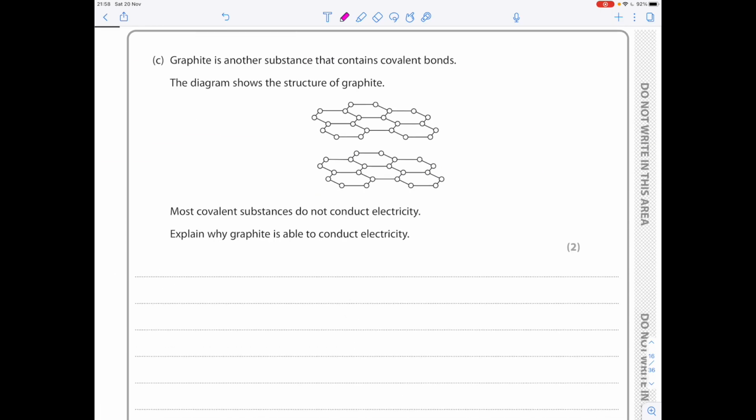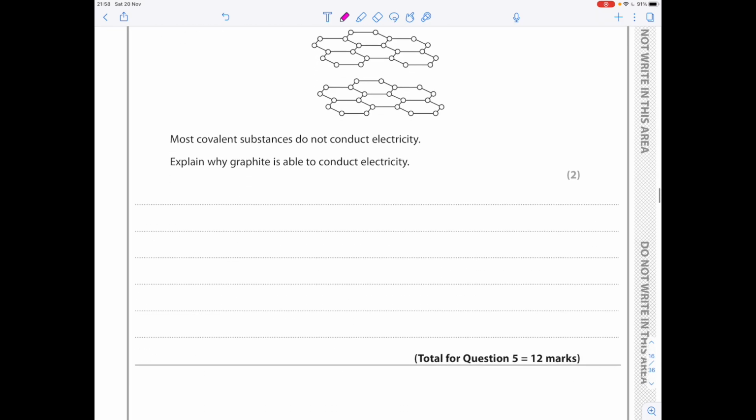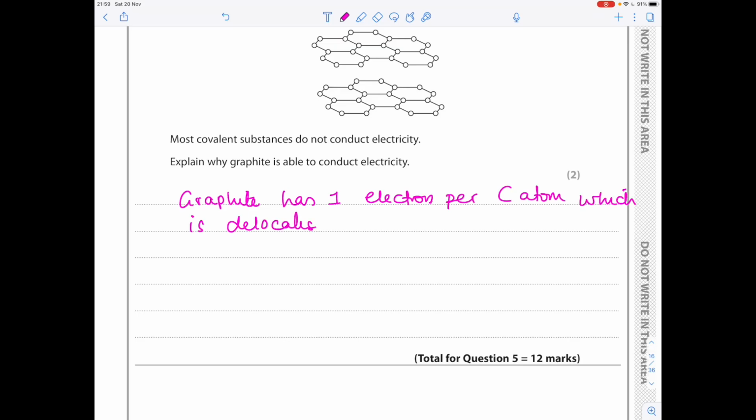Graphite is another substance that contains covalent bonds. The diagram shows the structure of graphite. Most covalent substances do not conduct electricity. Explain why graphite is able to conduct electricity. That's because graphite has 1 electron per carbon atom, which is delocalized and therefore free to move.